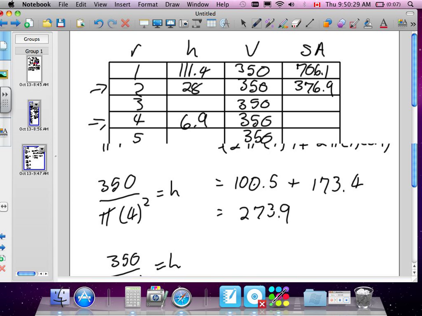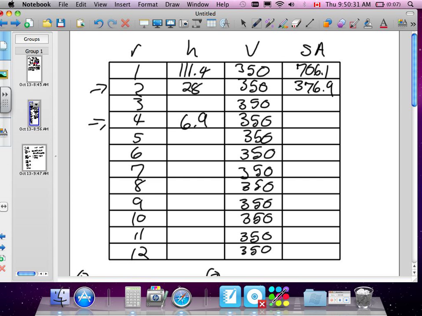So, our surface area here was 273.9. And if you go through it all, this should end up being your lowest surface area. From there, the surface areas start getting larger and larger again. So we would know that our radius of 4, height of 6.9 gives us a minimum surface area.